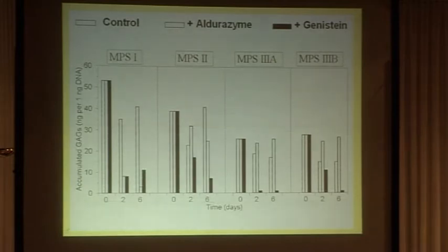So, if we add genistein, you can observe a decrease in GAG amount in cells.